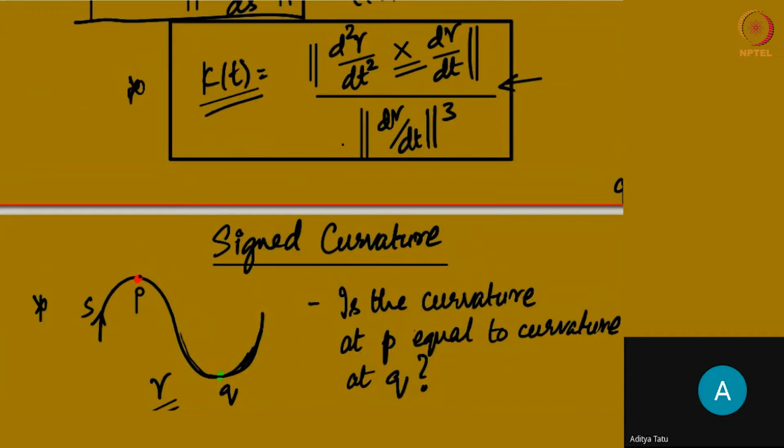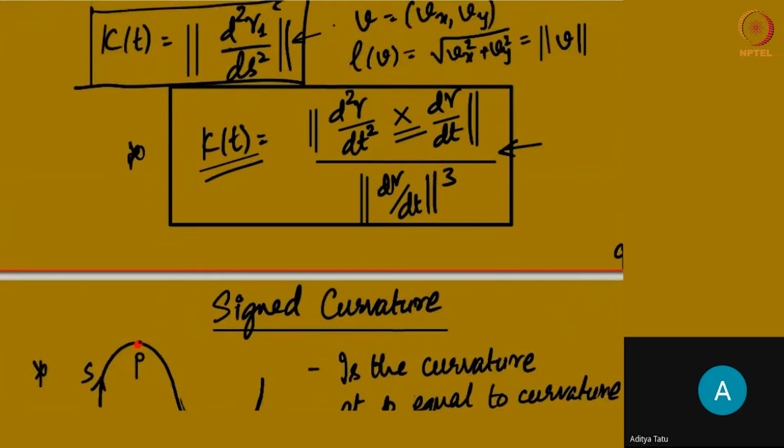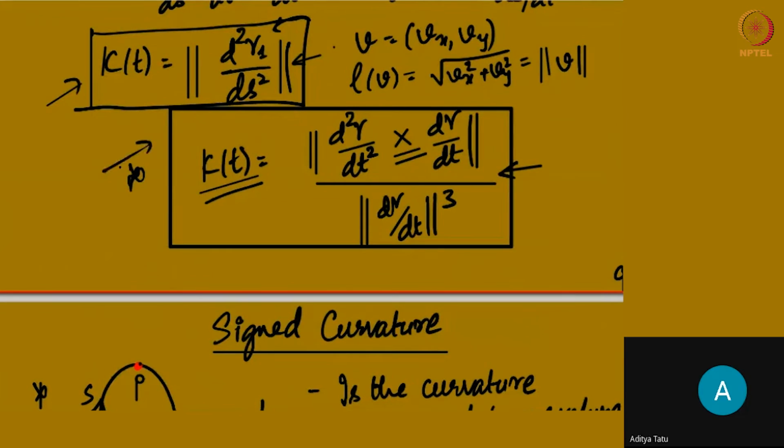either this or this doesn't really matter. What do you think would be the sign of the curvature? Positive only, right? In the right hand side expressions, it's clear that these are lengths of vectors. Lengths cannot be negative. So curvature, the way we have computed it, is always a non-negative number.